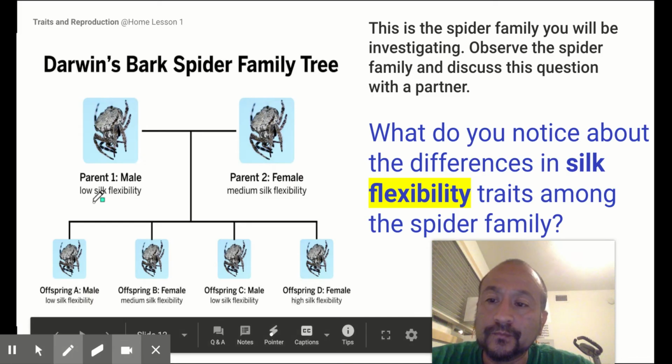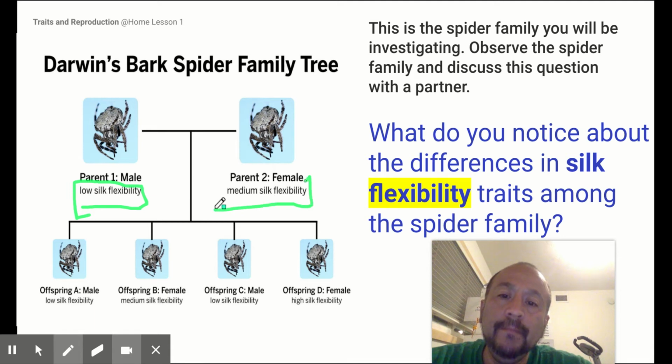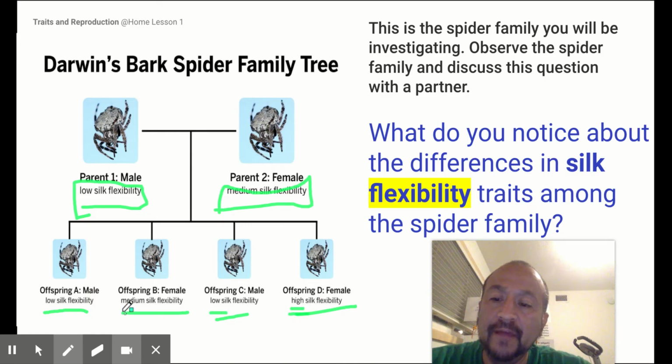So here we have a male and a female, and they produce offspring. They're babies. And the male has low flexibility. The female has medium flexibility. And they produce babies, and they all have different flexibility traits. Some have high, right? Some have low. Some have medium. And we'll talk about these three.